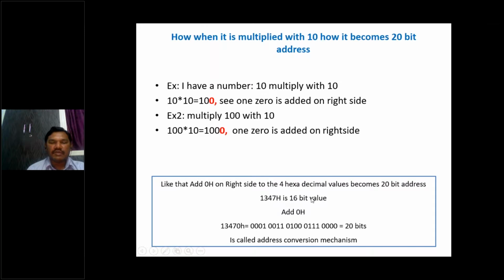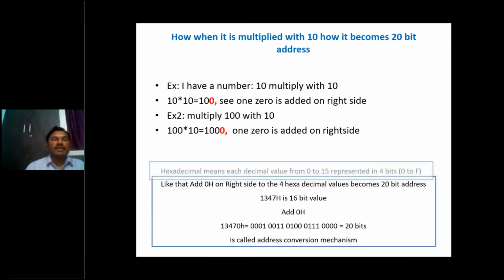Suppose 1347H is a 16-bit value. Add 0H and it becomes 13470H. Why? Because 1347 in binary is 0001 0011 0100 0111. Now we add a 0, and it becomes 1, 3, 4, 7, 0. So this was actually 16 bits, and now it is becoming 20 bits. This is called the address conversion mechanism.